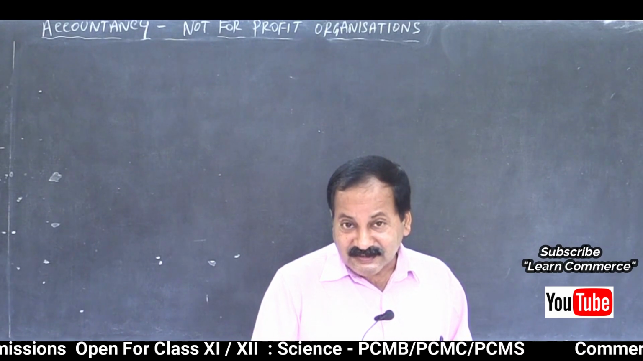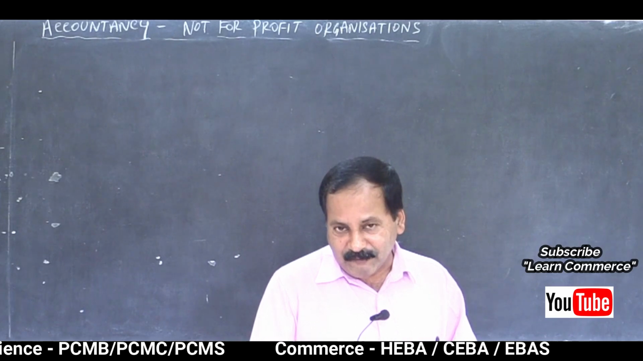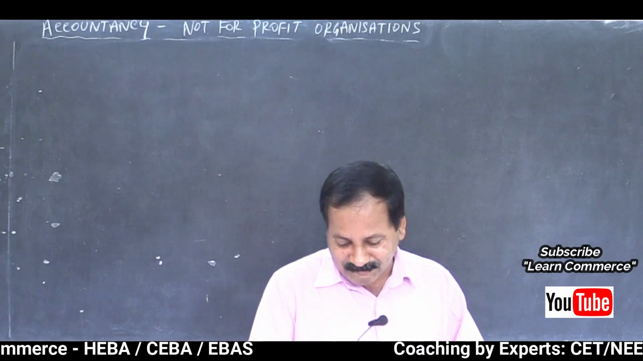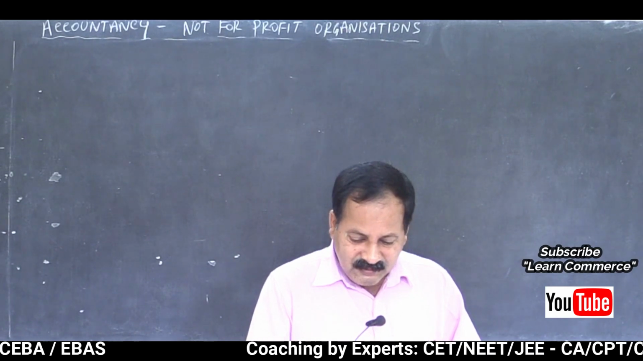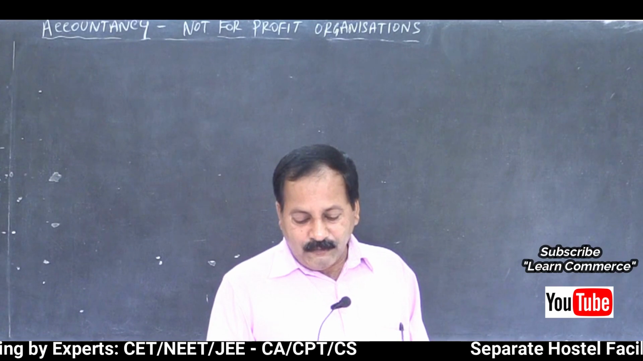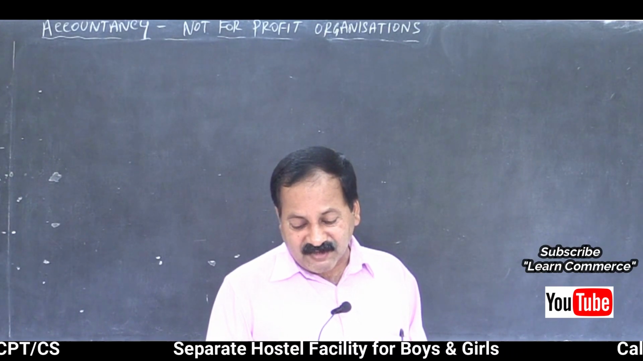because here the problem is given in a different fashion. So we should be very careful in such cases. Let me read out the problem and we will solve it. Following are the balance sheet and receipts and payments account of Malnad Sports Club, Chikamagaluru.